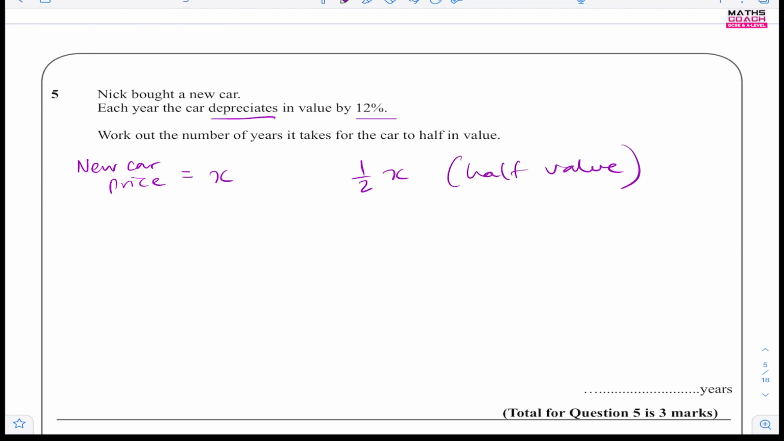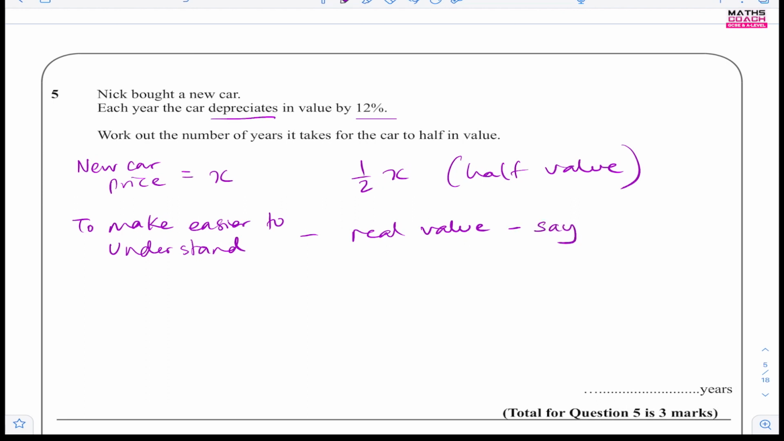Now, some of you may not be too comfortable using X or half X, so what I'll continue to do is use an actual value that you can relate to make this question a little bit easier to understand. So let's say we are going to use a real value for the price of the car when it's new. Let's say £1,000. So that means the half value of that is going to be £500. So how many years does it take for the car to go from £1,000 to £500?